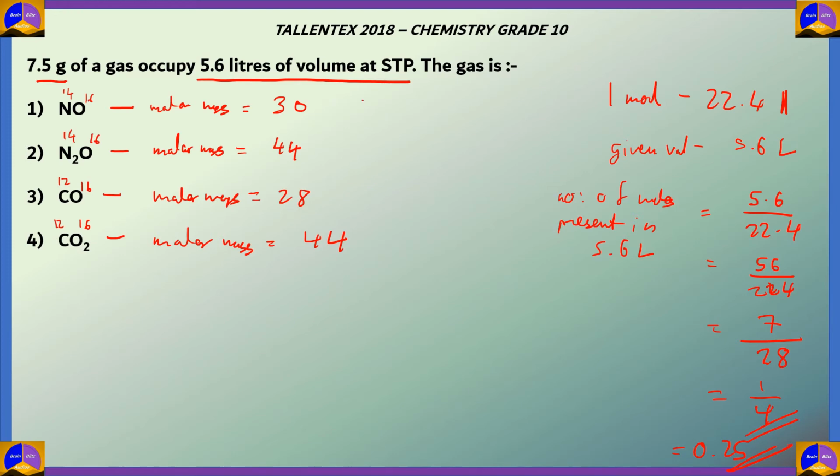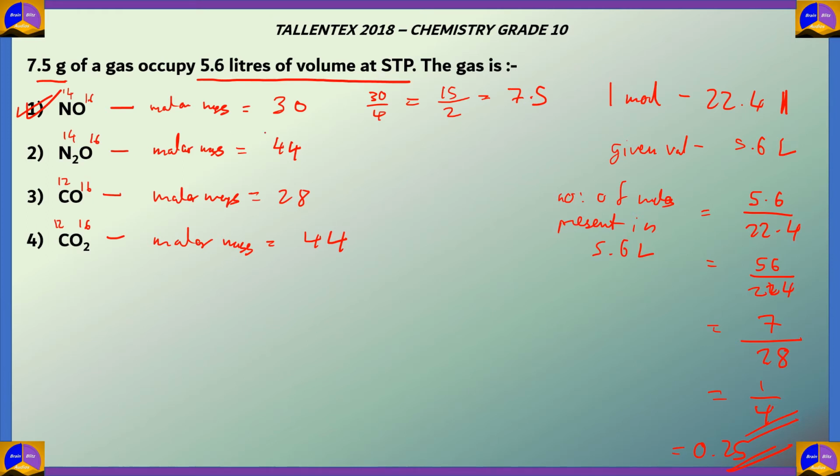So when you take 30 divided by 4, that equals 15 divided by 2. Both of them can be reduced by 2, and 15 by 2 gives you 7.5. So that means option 1 is the correct gas. The gas that occupies 5.6 liters of volume at STP while weighing 7.5 grams is nitrogen monoxide.